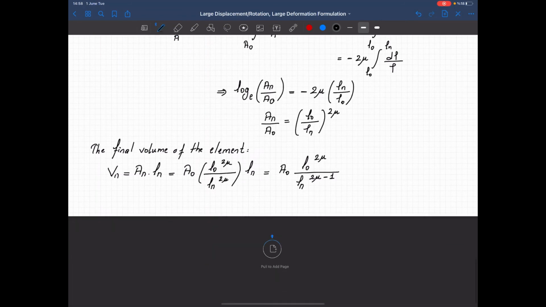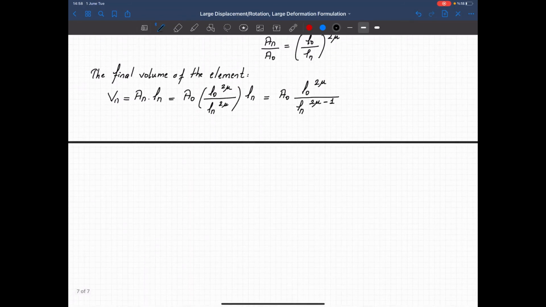Now what we are going to do is we will express the total potential, or the first variation of the total potential energy functional, at the final configuration, because now the volume is different.